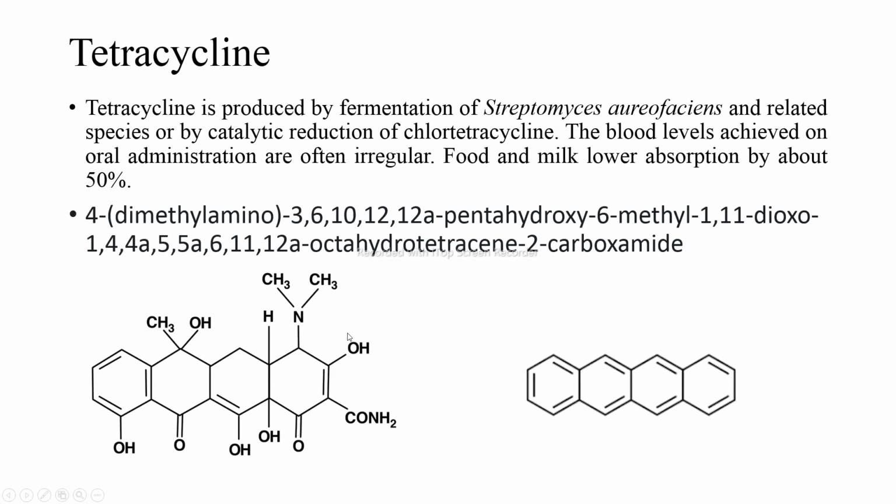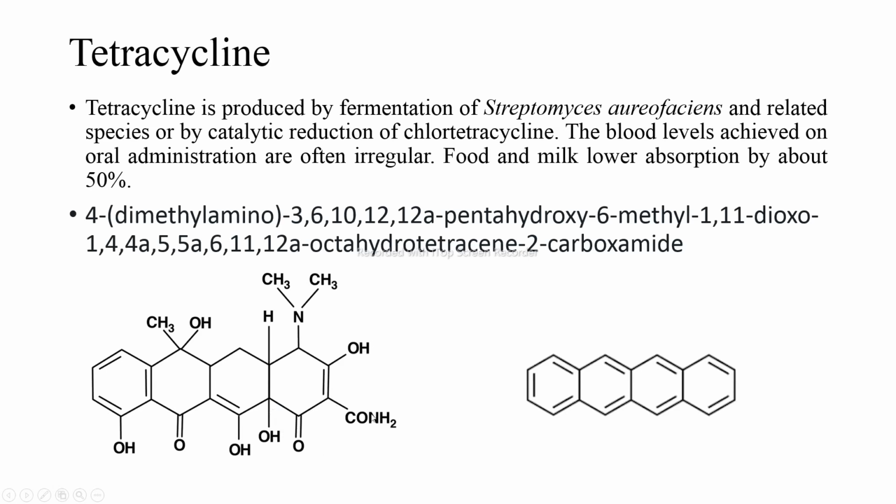First we have to identify at which positions the hydroxy groups are attached to the tetracene ring. At the third position a hydroxy group is there, at the sixth position, 10, 12 and 12A. So in total how many hydroxy groups are there? 1, 2, 3, 4 and 5. So 5 means what? Penta. So 3, 6, 10, 12, 12A-pentahydroxy.